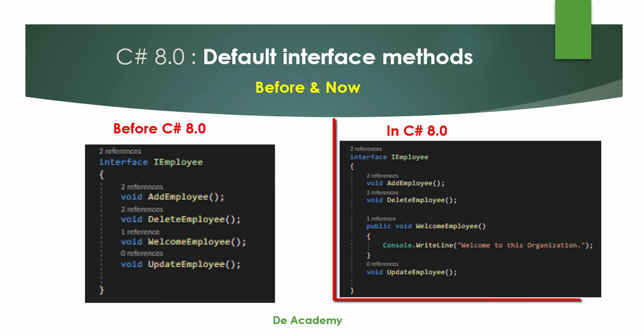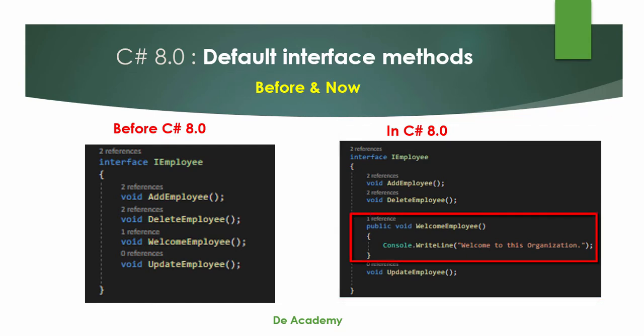But in C# 8.0, on the right side of the picture, you can see iEmployee contains 4 methods, but one of the methods, welcome employee, contains the default implementation or the concrete implementation or the method body. So this welcome employee method is the default interface method because this method is in the interface and it also contains the default implementation, that is the concrete implementation. That's why this method is called default interface method.